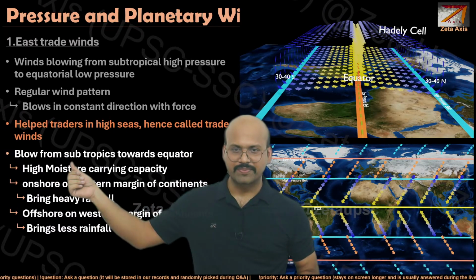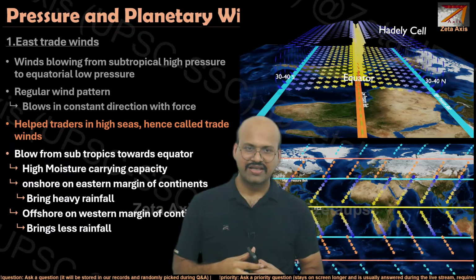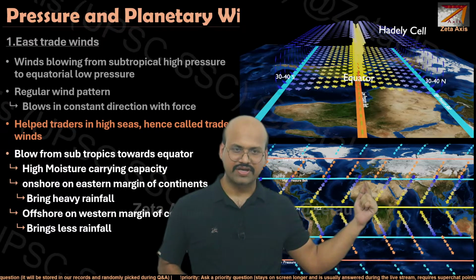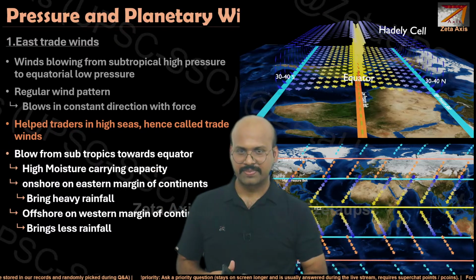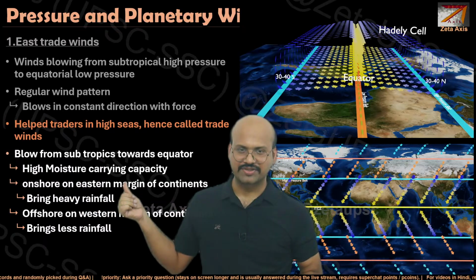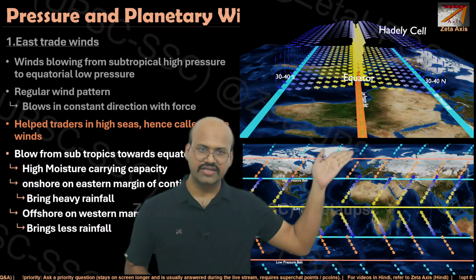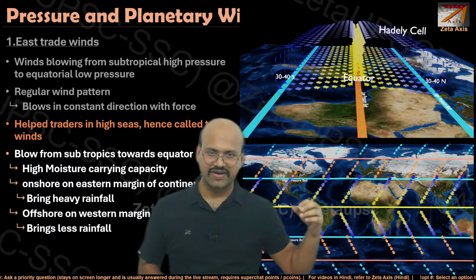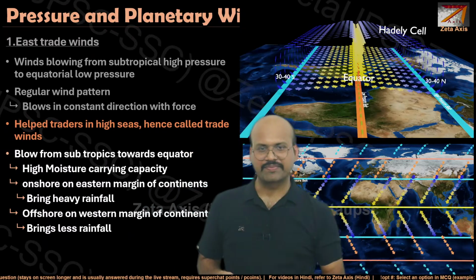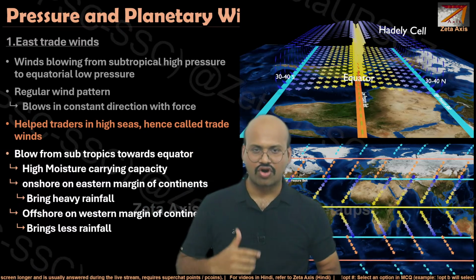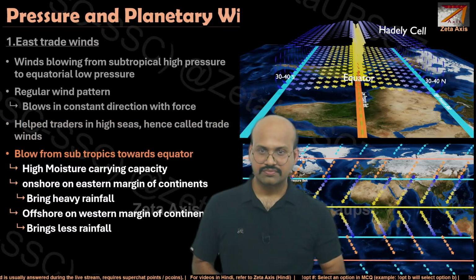They blow from the subtropics towards the equator. So remember, they are blowing from these subtropical regions towards the equator region. They have high moisture carrying capacity because they are warmer air. They are warmer compared to all other wind systems. That is why they have very high moisture carrying capacity, and that is why they give a lot of rainfall.